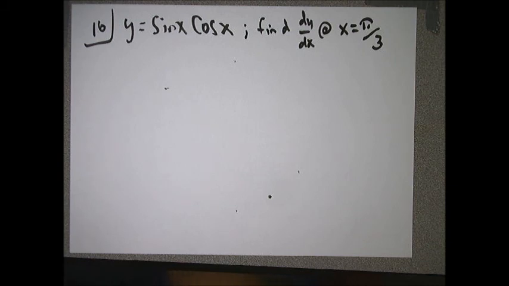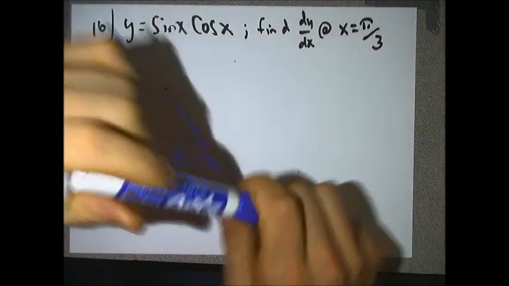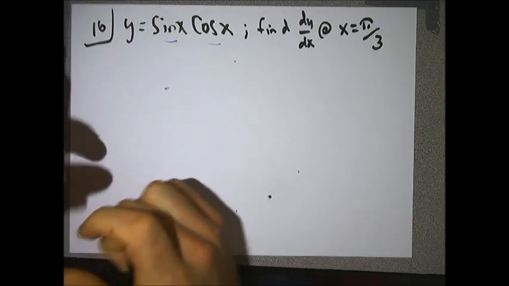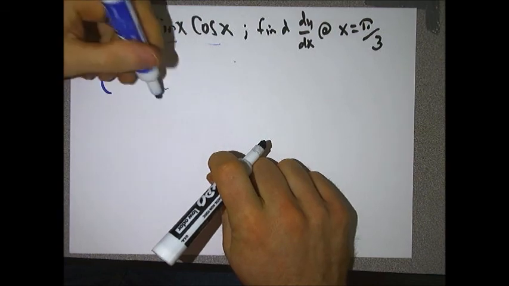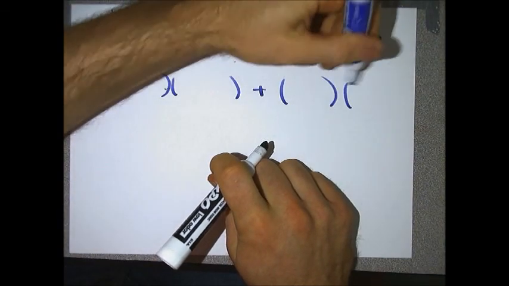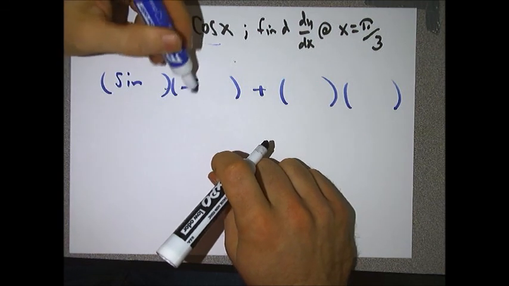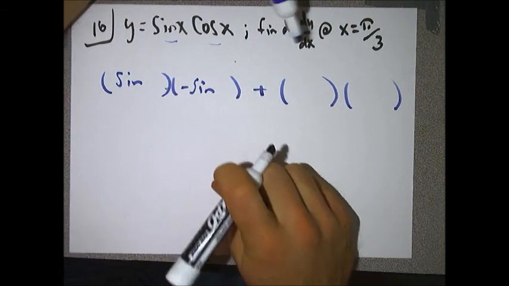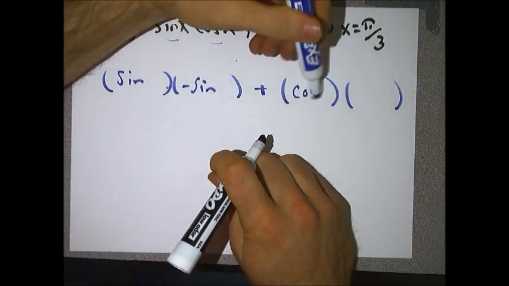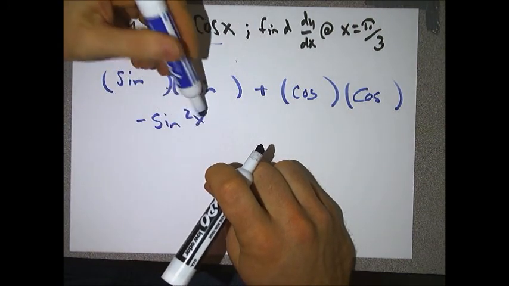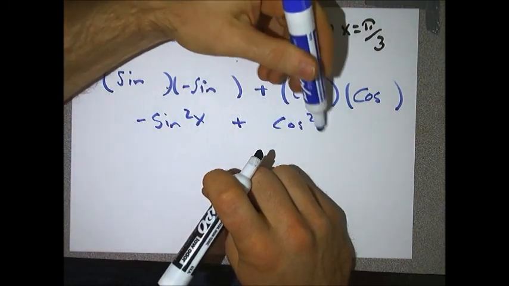Okay, number 16 says y is equal to sine x cos x. Find dy/dx, also known as the derivative, at pi over 3. So to find the derivative, you have a product rule, first times the second. So sine, and then the derivative of cosine is negative sine, and then going the other way, keep the cosine, and then we have another one. Combining is negative sine squared x plus cosine squared x.